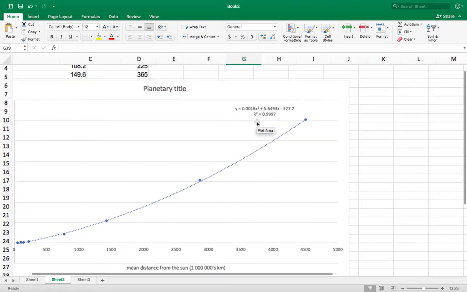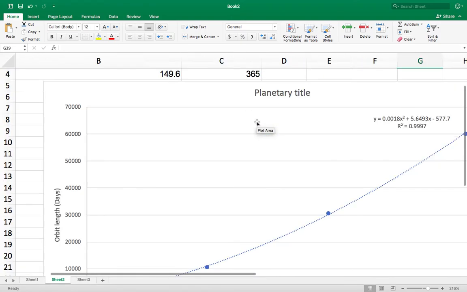If I'm looking at the equation, my equation is quadratic, so it's to the power of 2. It's 0.0018x squared plus 5.6493x minus 577.7. Sometimes, for example with that middle term, if it has too many decimals, you probably want to reduce it to 1 decimal and round.